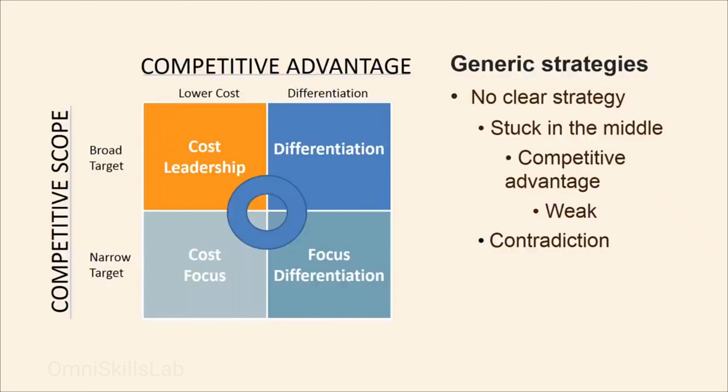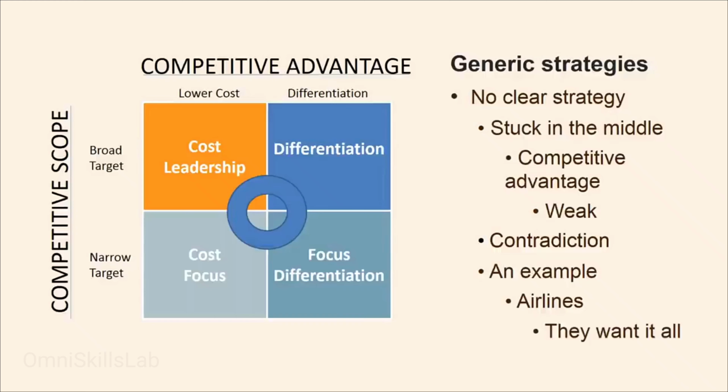Cost awareness and differentiation is a contradiction in terms. Differentiation costs money. An example: airlines trying to be in all strategies simultaneously. They want to serve all types of customers, which means they sell cheap tickets, business class tickets, first class tickets, etc. They want it all, and consequently they end up stuck in the middle.